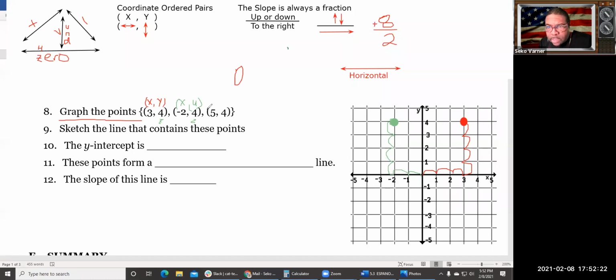This is our X and this is our Y. All right, so catch me if I make a mistake. This one says go over 5. So from the point of origin, 1, 2, 3, 4, 5, and go up 4. 1, 2, 3, 4. So my point should be right here. Now it says to graph the points. Then the second direction says sketch the line that contains these points. So I'm going to go ahead and sketch a line that contains these points. So let's go ahead and put the line here.